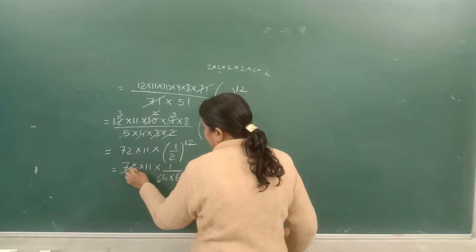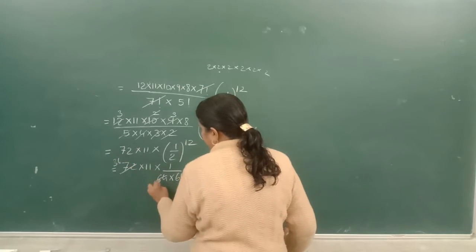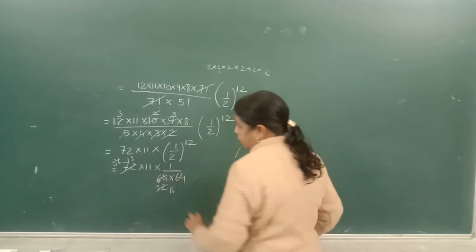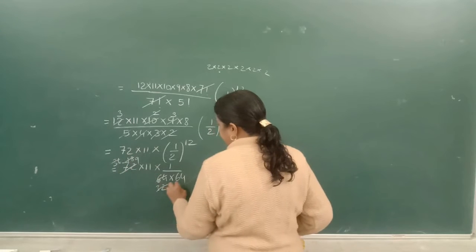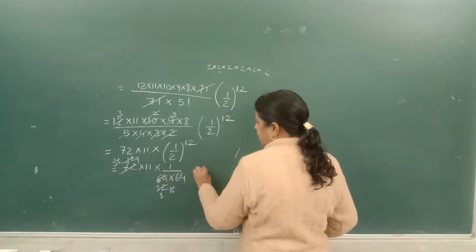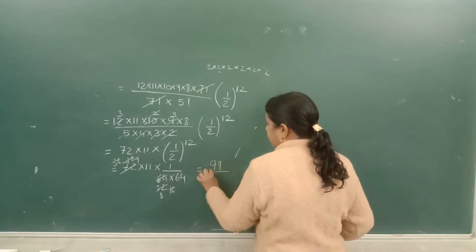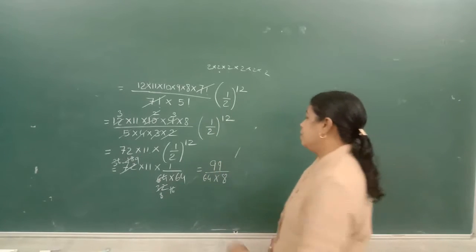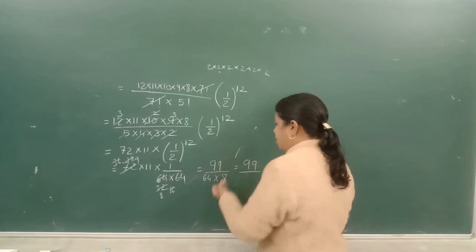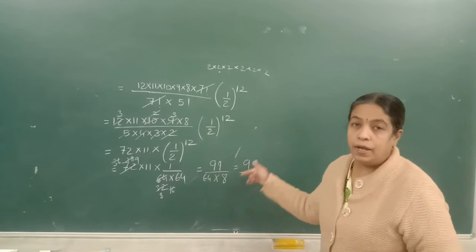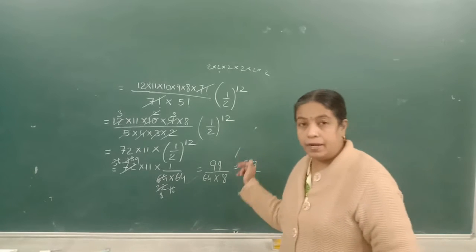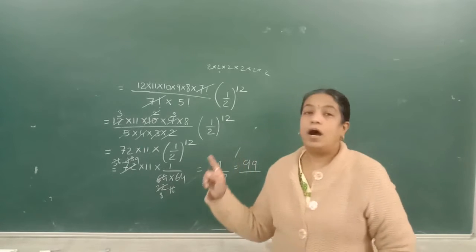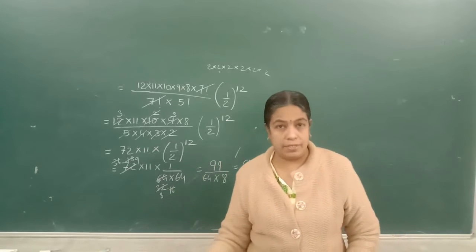See, so you can do it by 2: 36, 18, 9, and 32, 16, 8. Now you cannot cancel anything. So 9 upon 64 into 8. Now this you can calculate easily. 99 divided by 64 into 8 you can do, and find the value of this decimal up to 3 decimal places or 4 decimal.